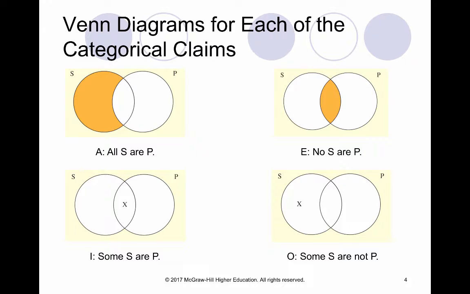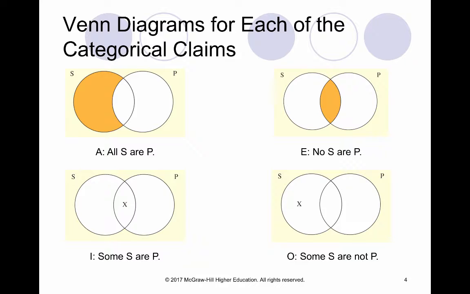The E claim, no S are P, is represented here by the solid overlap. Remember, a solid color means that there's nothing of the thing you're referring to in that particular part of the diagram. So no S exists in the P category. Let's say in this case, S represents bunnies and P represents kitties. No bunnies are kitties. The illustration shows that the two categories have nothing in common.